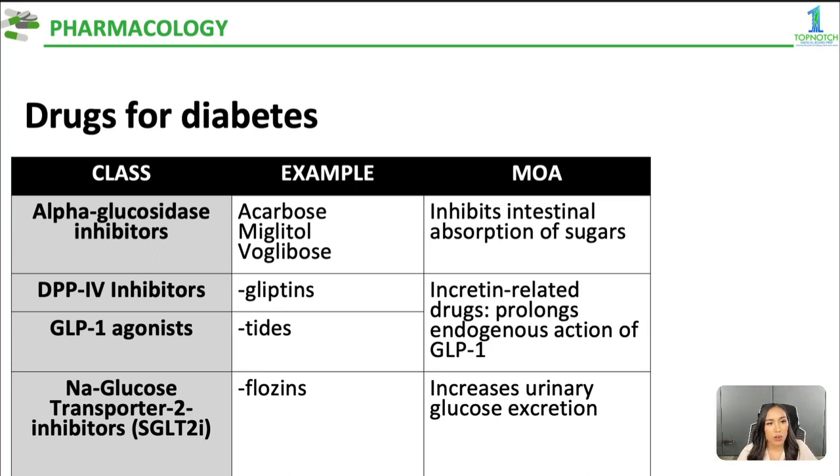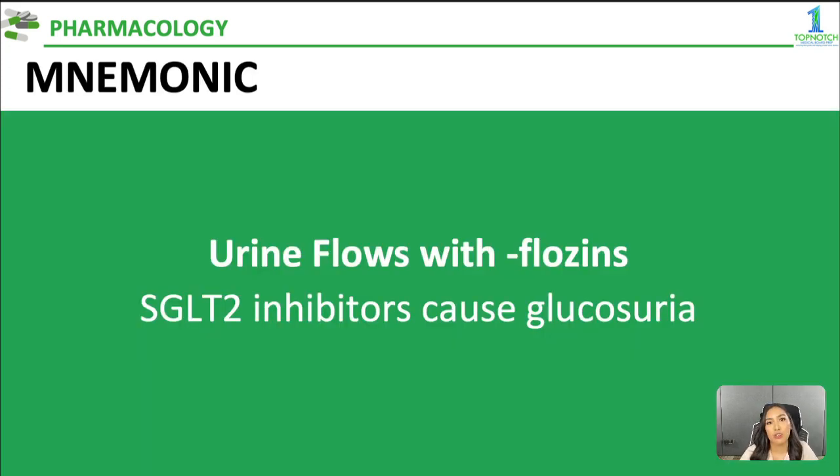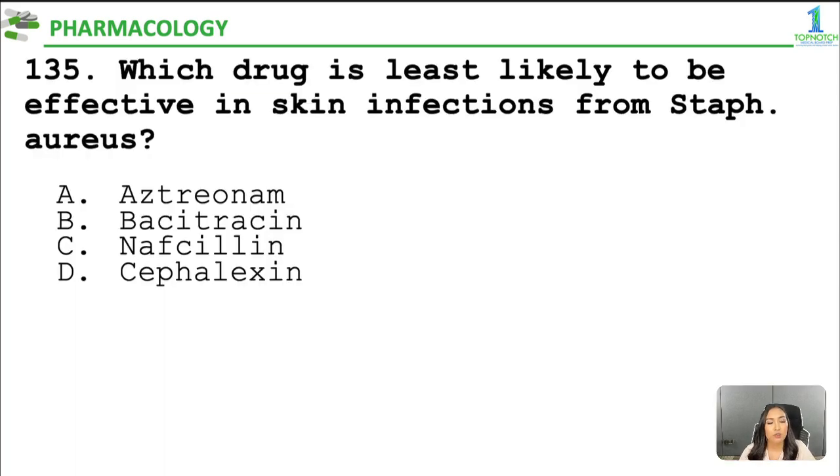DPP-4 inhibitors, yung mga gliptin. And yung GLP-1 agonists, yung mga tides. Incretin-related drugs prolong the endogenous action of GLP-1. And sodium glucose transporter 2 inhibitors include yung mga flozins, dapagliflozin, increases urinary glucose excretion. Mnemonic, urine flows with flozins. SGLT2 inhibitors cause glucosuria. Let's go to 135. Which drug is least likely to be effective in skin infections from Staph aureus?